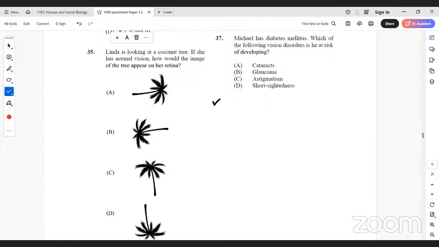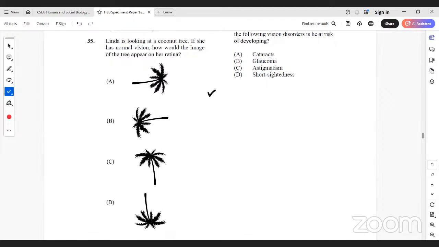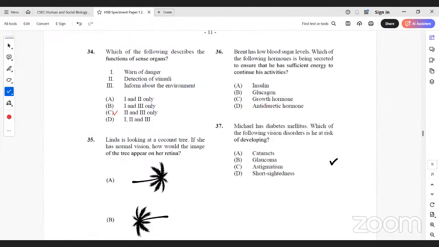Linda is looking at a coconut tree. If she has normal vision, how would the image of the coconut tree appear on her retina? And this one is an easy one. Everything appears on the retina upside down. So let's just click that. And we could move on to 36.